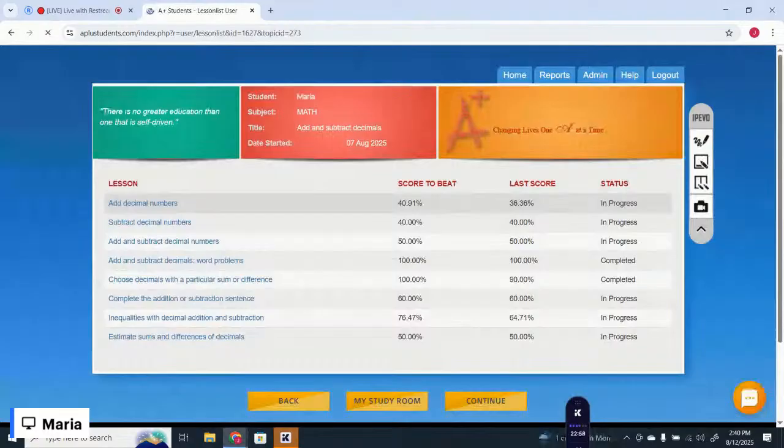So we were working on grade 5 math. The chapter we were working on is add and subtract decimals. The lessons we have covered today are choose decimals with a particular sum or difference, complete the addition and subtraction sentences, inequalities with decimals, addition and subtraction, and estimate sums and differences of decimals. So please make sure before the next session you complete all the practice questions for the lessons we just did. That is your homework until next session.